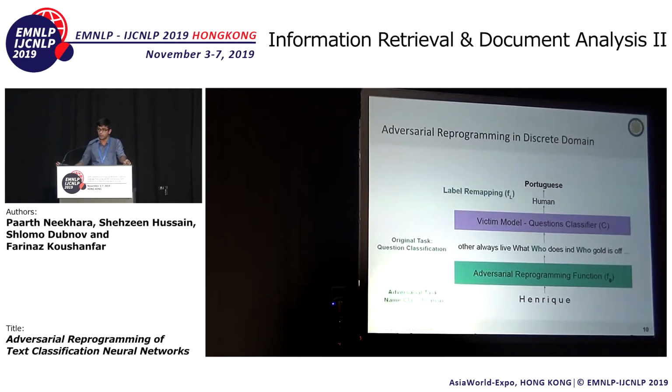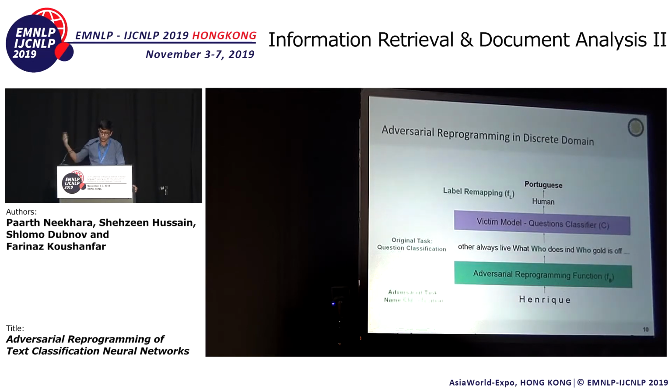questions. And the way we would do this, giving a high-level picture, is that we'll start with a label remapping function, where we'll say that label human will be interpreted as Portuguese, a label entity might be interpreted as Spanish, and so on. And given that label remapping, can we learn this adversarial reprogramming function at the bottom, which can transform a sequence of characters into a sequence of tokens, which is words that can be accepted by the victim model, so that we can classify the name Enrique correctly, again, subject to our label remapping function. So now our goal here is to learn this adversarial reprogramming function.